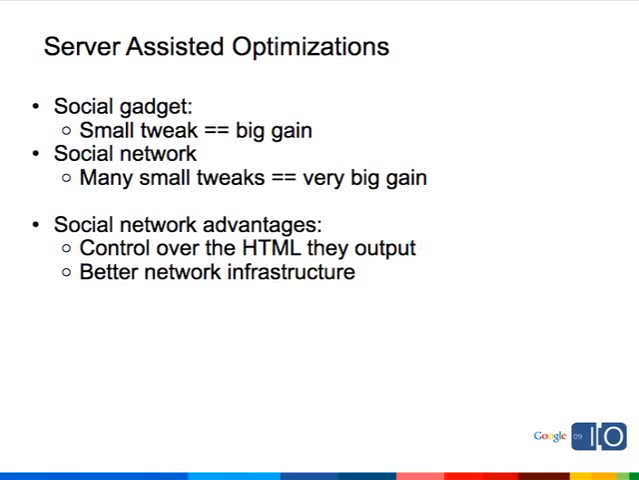Some of the advantages that a social network has that you don't really have is that they can control what HTML they output. So even though you're writing a gadget spec in an XML file, eventually that gets rendered into HTML and gets put out by the social network. So they can really control what content they deliver. And second of all, social networks usually will have better infrastructure than your app. They probably have servers around the globe that they can use to optimize requests and pages that are served to their users.